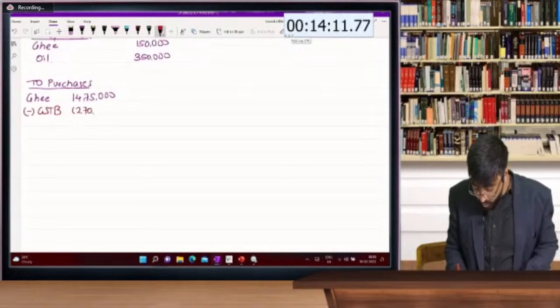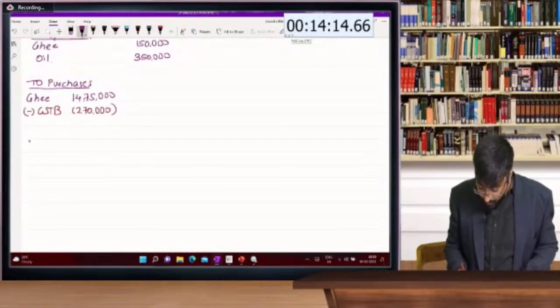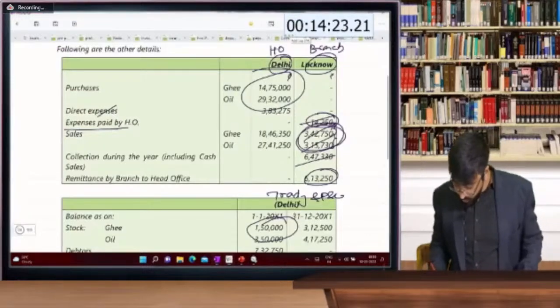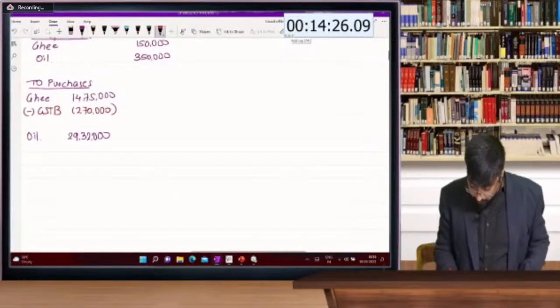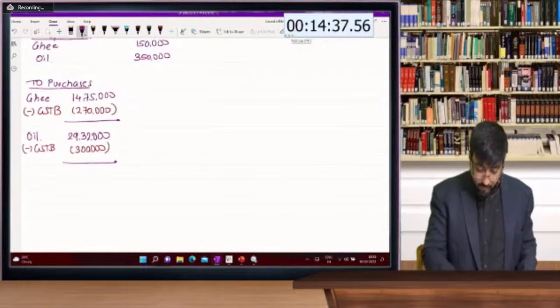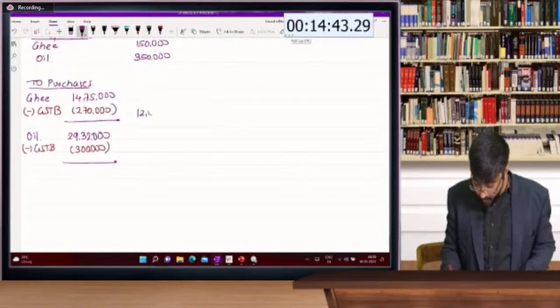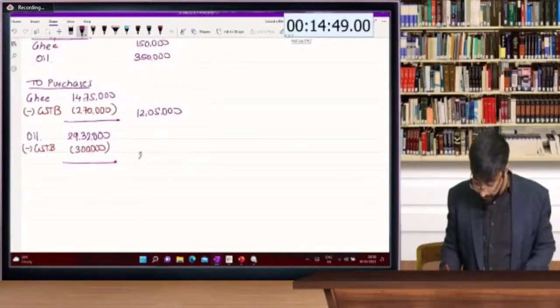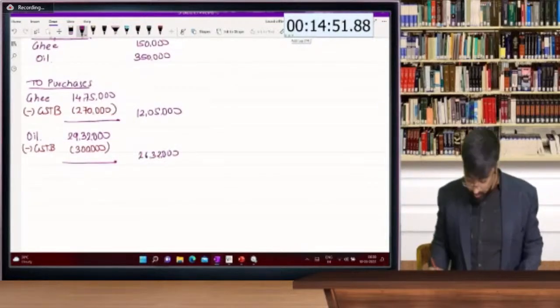Red pen से 2 goods sent to branch, 2,70,000. Oil 29,32,000. Less GSTB 3 lakhs. 12,05,000. 26,32,000.